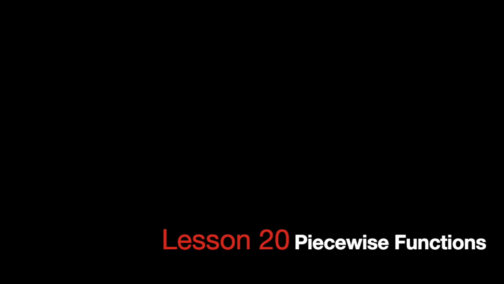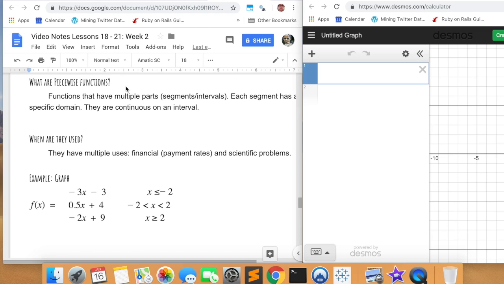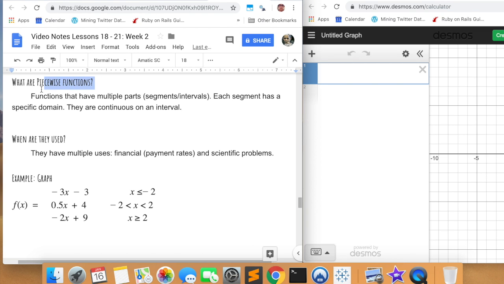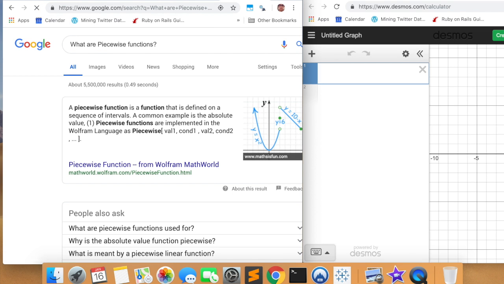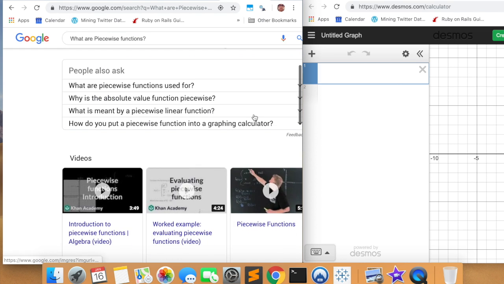In lesson 20, we're going to learn about piecewise functions and what they are, so that we can later apply transformations to it. What are piecewise functions? You can always Google anything that you don't understand that is said in these videos. So I'm going to Google what is a piecewise function. And there I have the definition.